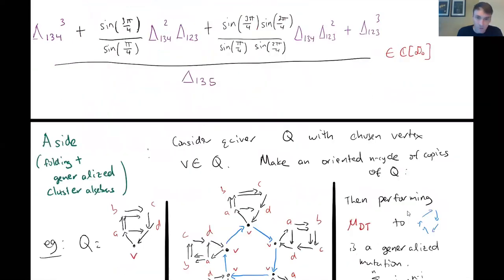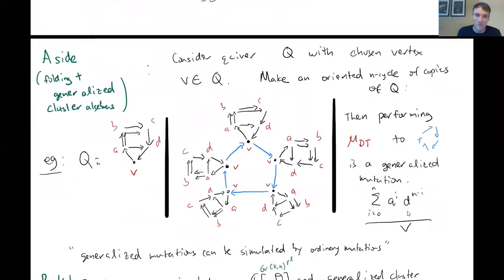So here's an aside which I really like, and I think is, to me, really explanatory. Say you take any quiver and you pick a vertex of that quiver. Something you could do is just glue a bunch of copies of that quiver along the distinguished vertex by an oriented cycle, as I've done here. So I added these blue arrows. 5 copies in this case, but it doesn't really matter. And now you want to fold.